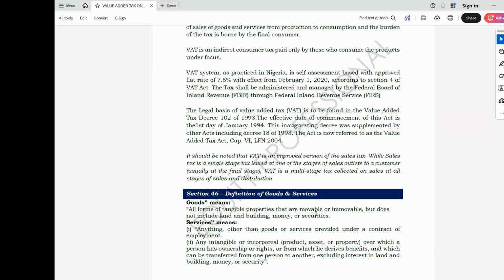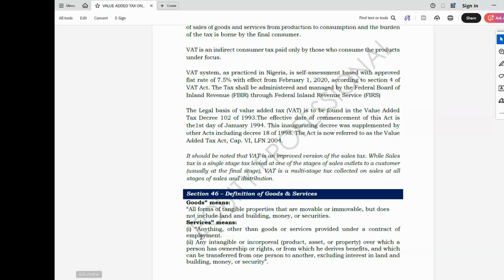Also, money or security, when there is disposal of money, whether foreign currency or security, when you are selling your shares, those also do not give rise to the payment of value-added tax. So any type of property that is either tangible or intangible is regarded as goods.